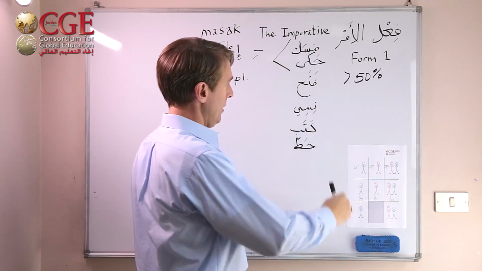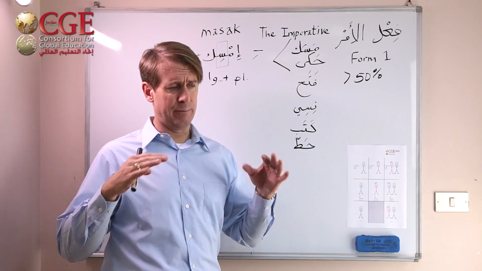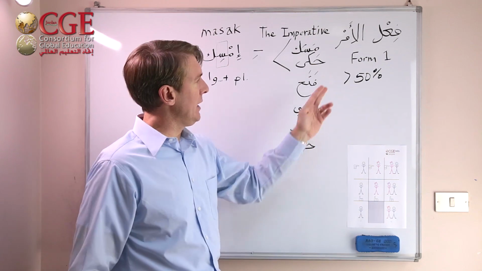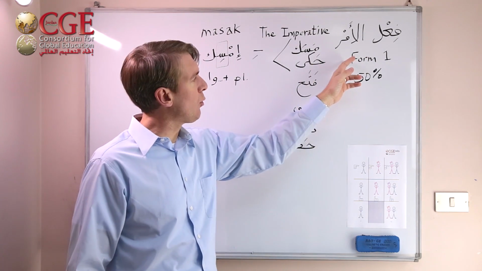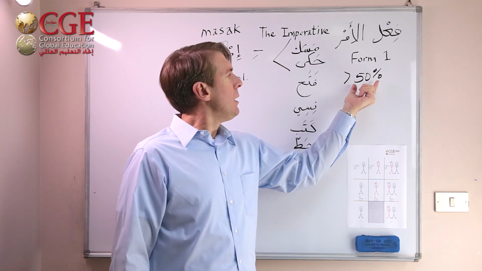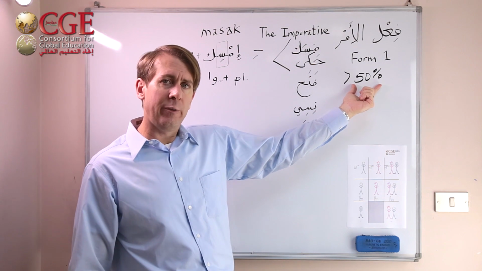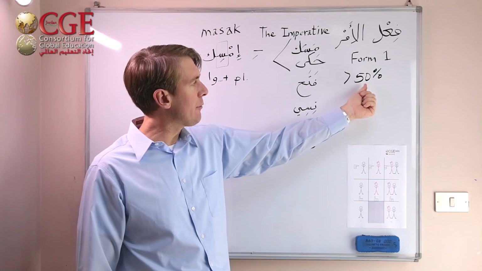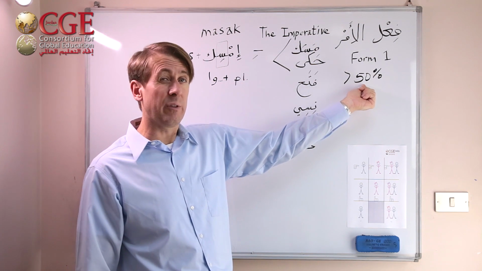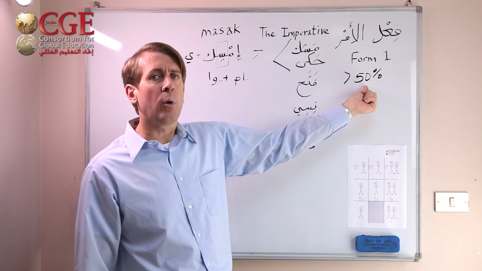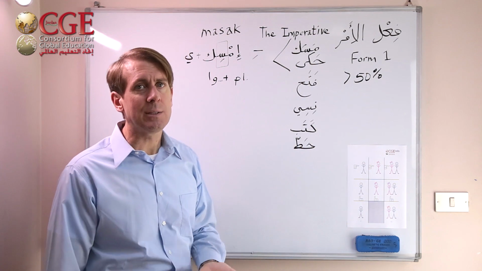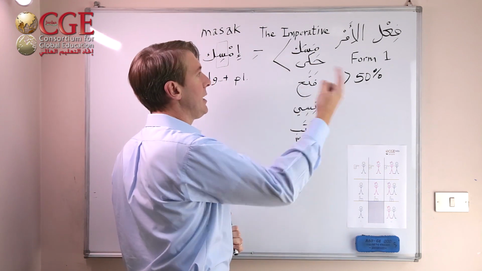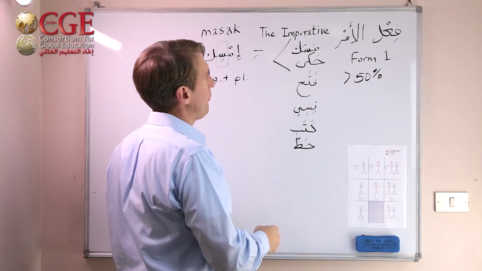Form 1, if you can imagine, there are 10 verb forms. Any verb is going to fit into one of the 10 verb forms. So this is Form 1. Form 1 makes up over 50% of all Arabic verbs in use. Actually it's over 55%, which means that Form 1 is going to dominate, and you definitely need to know Form 1. Form 1 is the basis of the 10 forms as well. So this is an important verb form.